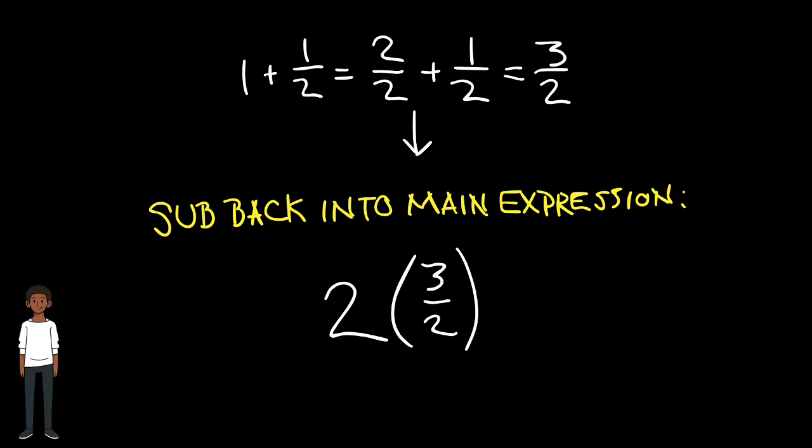So our expression inside the parentheses becomes 1 plus 1 half. Now we finish the work inside the parentheses by adding 1 and 1 half. To add a whole number to a fraction, convert 1 to a common denominator. 1 equals 2 over 2. 2 over 2 plus 1 over 2 equals 3 over 2, or 1.5 in decimal form. Now that the inside of the parentheses is fully simplified to a single value, our entire expression collapses down to 2 times 3 over 2.